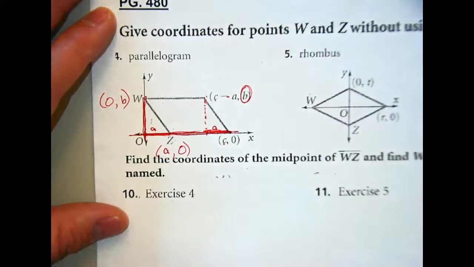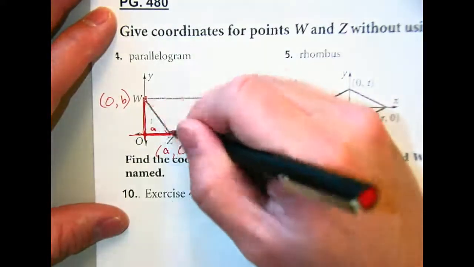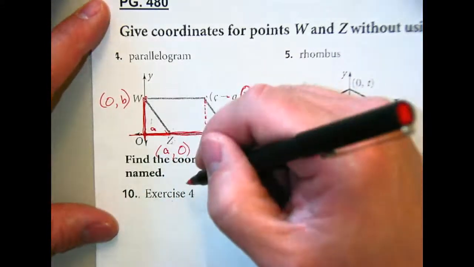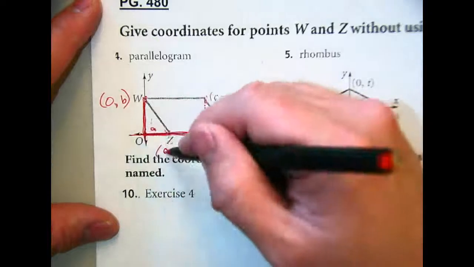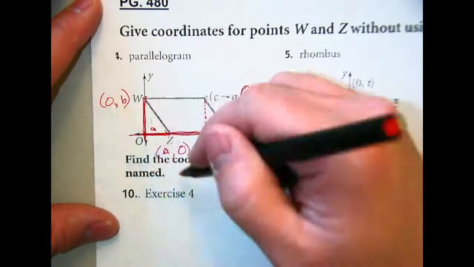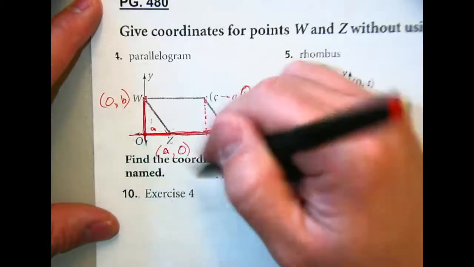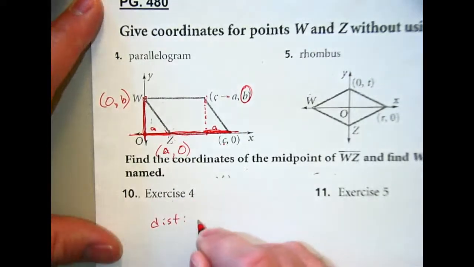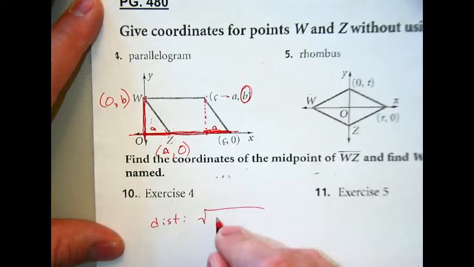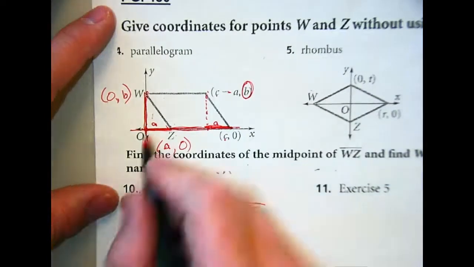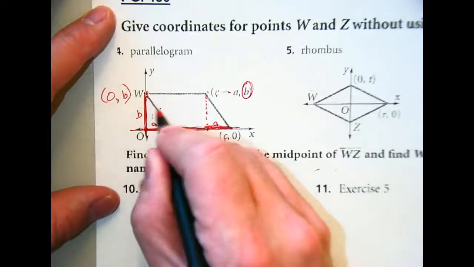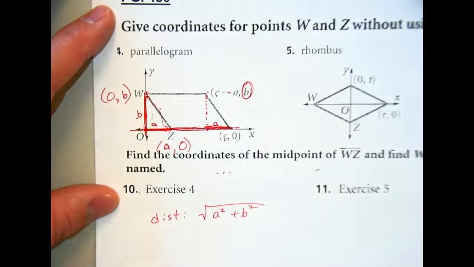Distance from here to here. Well, we subtract our points. What are we going to get? A minus 0 is what? And B minus 0 is? And what do we do with those? We square them. So our distance formula is just the square root of A squared plus B squared. You can think of that like this also. This has B. Remember, it's the Pythagorean theorem. A squared plus B squared equals this squared. And then you take the square root of it.